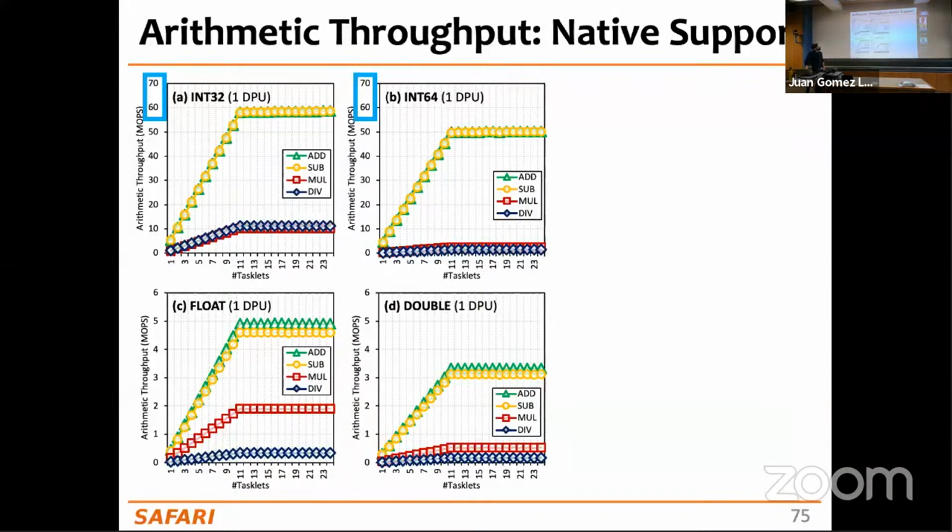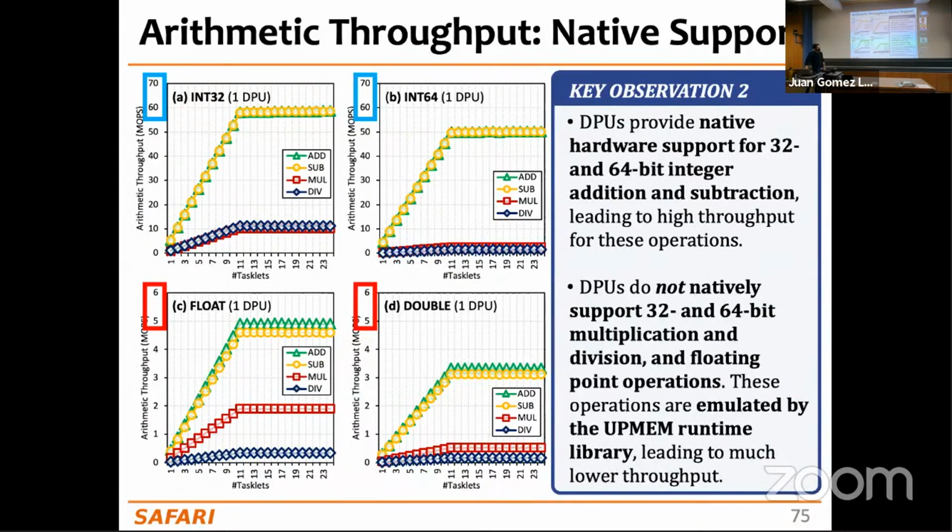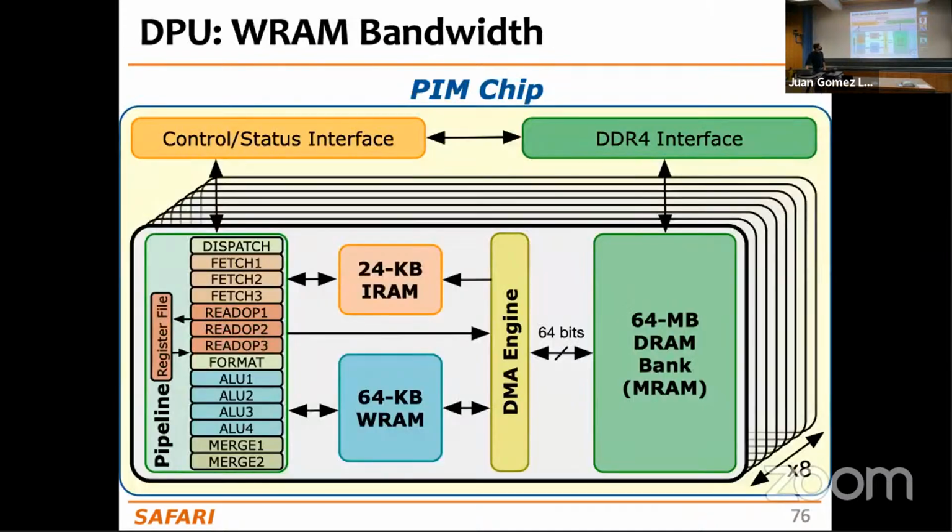And then also we see that something similar happens when we compare the performance of integer operations with floating point operations. And in this case, it's because of similar reasons. The way that floating point operations are implemented is not with native floating point compute units, but by emulating in software. And this is why we see lower performance there.